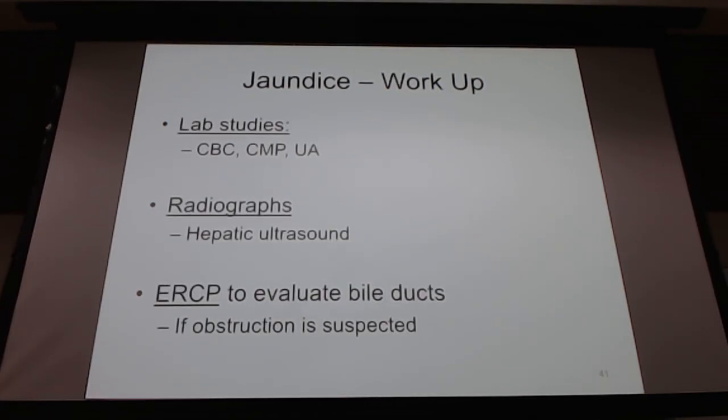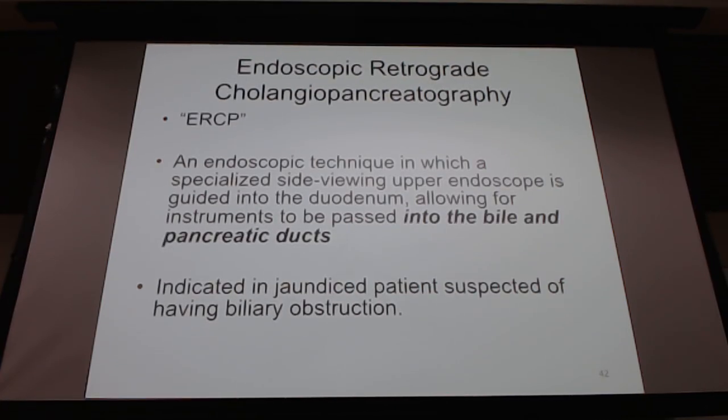We want to get a CBC. We want to make sure there's no underlying anemia, no evidence for leukocytosis, CMP, UA, and then we reach for that hepatic ultrasound, also known as the right upper quadrant ultrasound, and then potentially for an ERCP. ERCP is diagnostic and therapeutic when obstruction is suspected. How do they do that? It's an endoscopy technique. They go into the bile and pancreatic ducts. If they find a stone or obstruction in there, they can potentially take care of that with the ERCP.